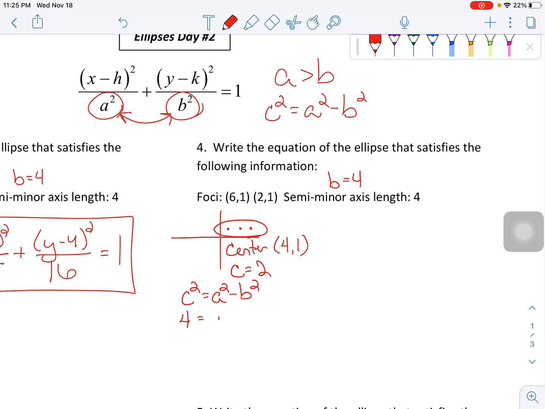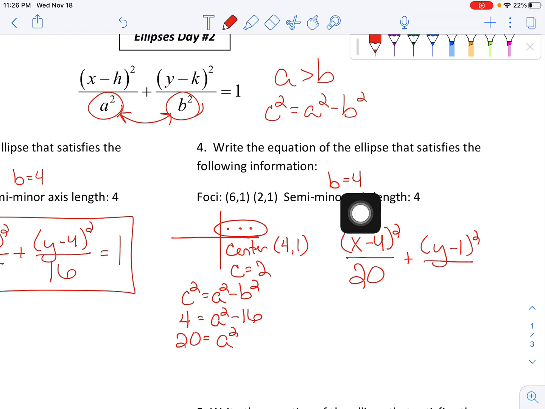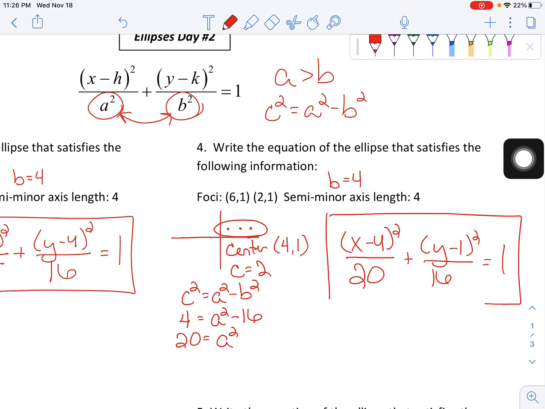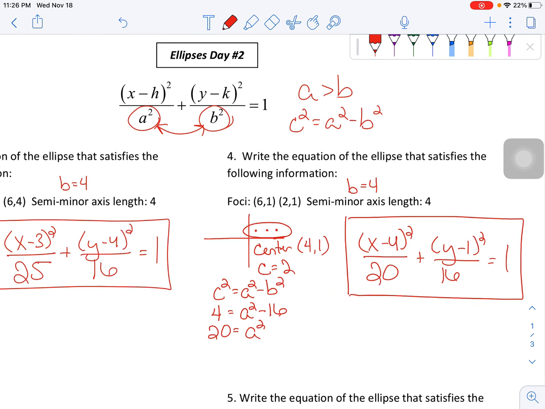So let's see. C squared is equal to A squared minus B squared. So 4 is equal to A squared minus 16. So go ahead and add 16 to both sides. A squared is 20. All right. So we've got (x minus 4) squared over, this is going to be the A value because that's the major axis horizontally, plus (y minus 1) squared over, your B squared value would be 16, is equal to 1.